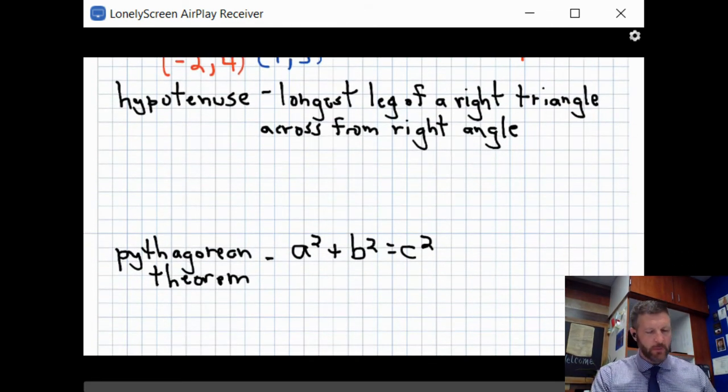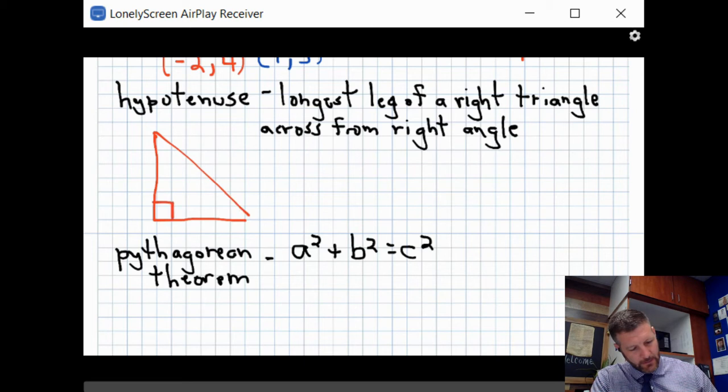Then we're going to need to remind ourselves what a hypotenuse is. A hypotenuse is the longest side of a right triangle, across from the right angle. So if we sketch a right triangle, which has a right angle in it, the hypotenuse is always the one across from the right angle, and it's always going to be the longest of the sides. So this is our hypotenuse right here.